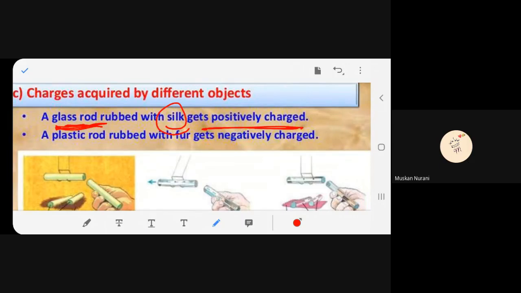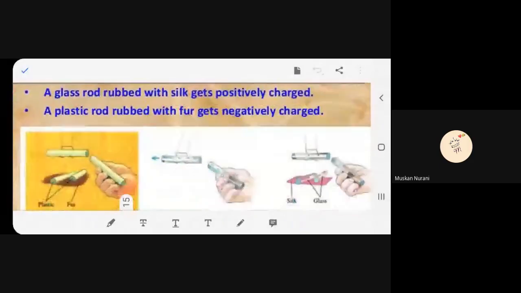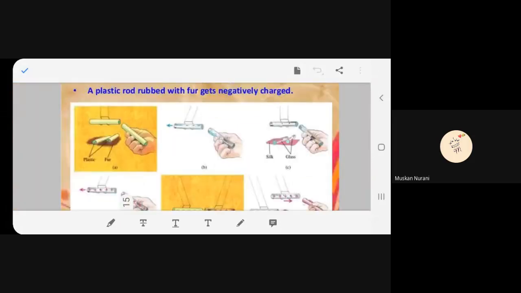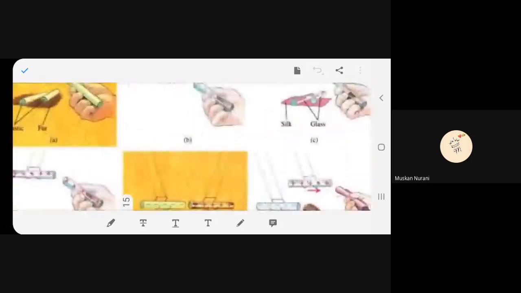Positively charged. Whereas we take a plastic rod, when you are rubbing with fur, you know what fur is, beta? The hair of an animal. That is called fur. Hope you understand. Now that becomes negatively charged. Okay? This you have to remember. Do you understand what I'm saying? Yes, ma'am. Okay.